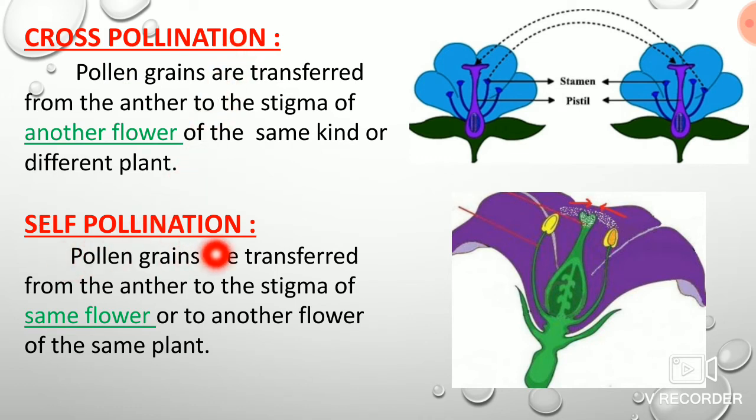What about self-pollination? Self-pollination is defined as pollen grains being transferred from the anther to the stigma of the same flower or to another flower of the same plant. These are the types of pollination.